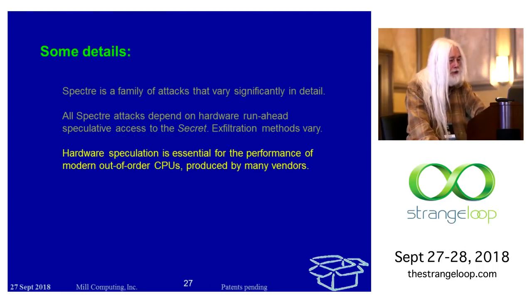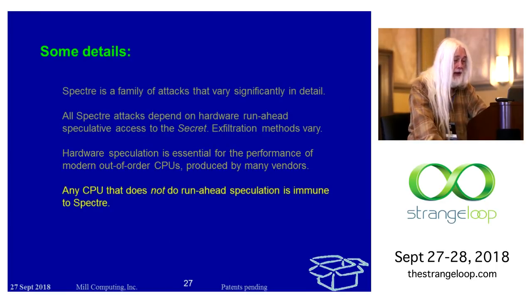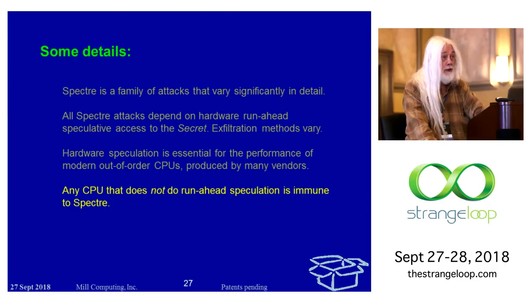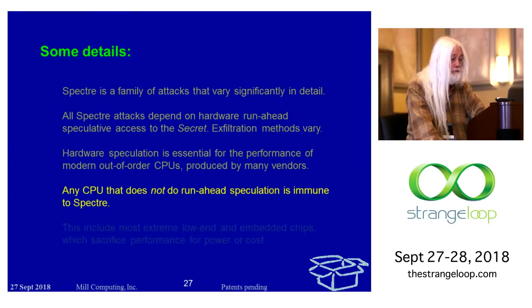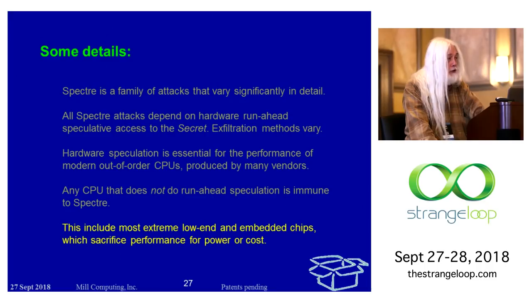The hardware speculation is essential for the performance of virtually all high-end microarchitectures produced by many, many vendors. Any machine that does not do run-ahead speculation is immune to Spectre. It may be vulnerable to other things, but the entire Spectre family it will be immune to. The immune ones include most low-end machines. Any 8 or 16-bit machines will not be doing run-ahead speculation, and especially in the embedded world, even many of the larger machines do not do speculation.